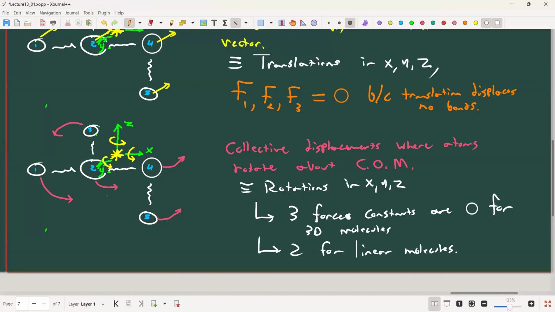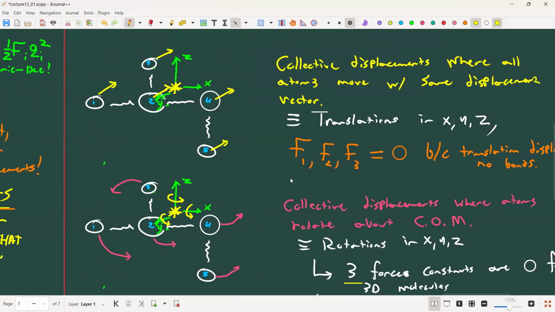So the total number of vibrations is either 3n minus 6 or 3n minus 5. Linear molecules have 3n minus 5 vibrations, and 3D molecules have 3n minus 6. There's 3 translation, 3 rotation, 6 total. So 6 of the force constants are 0 for a 3D molecule. All right, so I'll just write that here.